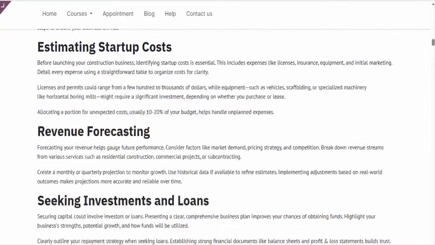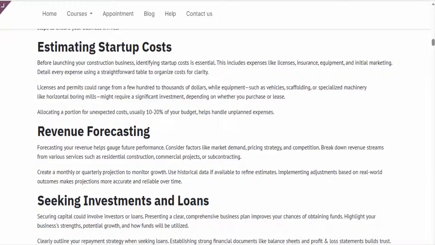Estimating startup costs. Before launching your construction business, identifying startup costs is essential. This includes expenses like licenses, insurance, equipment, and initial marketing. Detail every expense using a straightforward table to organize costs for clarity. Licenses and permits could range from a few hundred to thousands of dollars, while equipment, such as vehicles, scaffolding, or specialized machinery like horizontal boring mills, might require a significant investment, depending on whether you purchase or lease. Allocating a portion for unexpected costs, usually 10 to 20% of your budget, helps handle unplanned expenses.